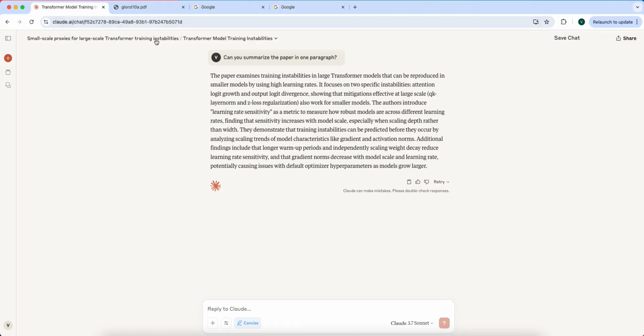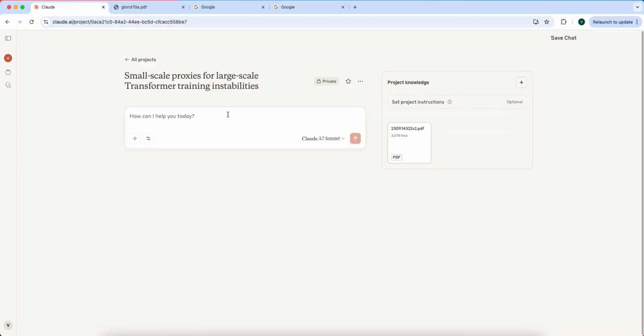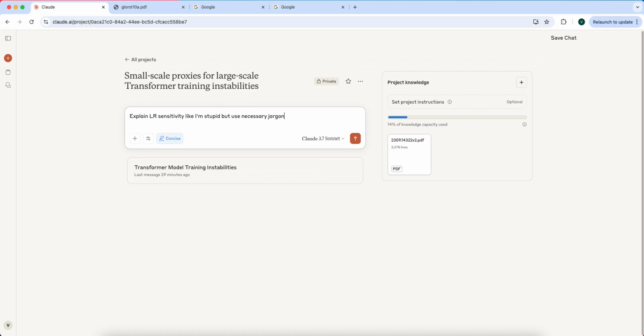All right, let's grab this. And we're going to go to Claude. And we're going to say one of my favorite prompts: explain LR sensitivity like I'm stupid, but use necessary jargon.